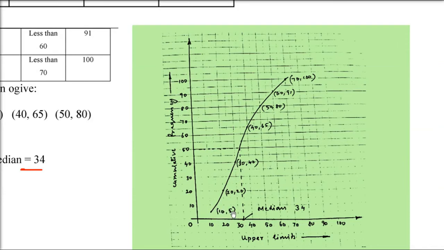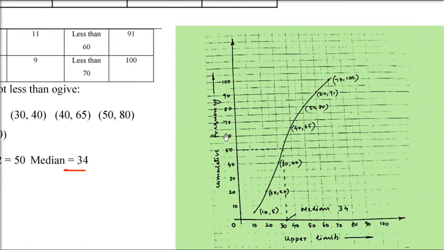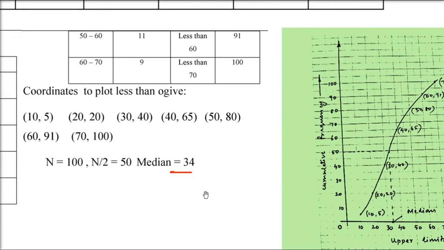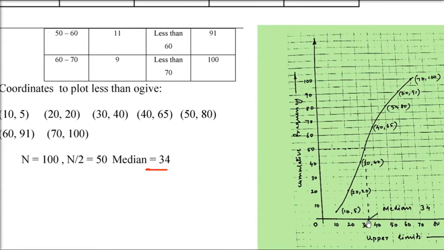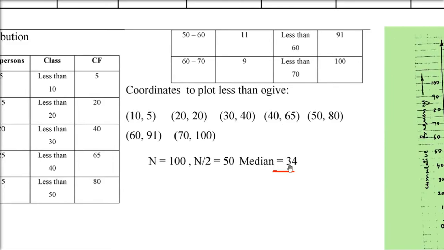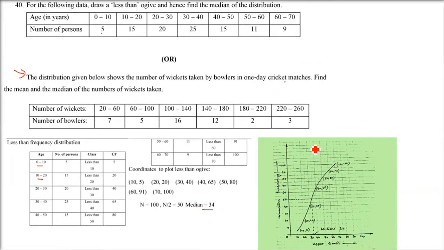So see here. These are the points I told you earlier. The upper limits are on the x-axis, and the y-axis is the cumulative frequency. As I already told you, these are the coordinates 10, 5; 20, 20; till 70, 100. Now just make a curve here. Now what about the median? n was 100, n by 2 was 50. Take 50 on the y-axis, make a straight line parallel to the x-axis and allow it to intersect the ogive. The corresponding point on the x-axis, drawn parallel to the y-axis, is 34.